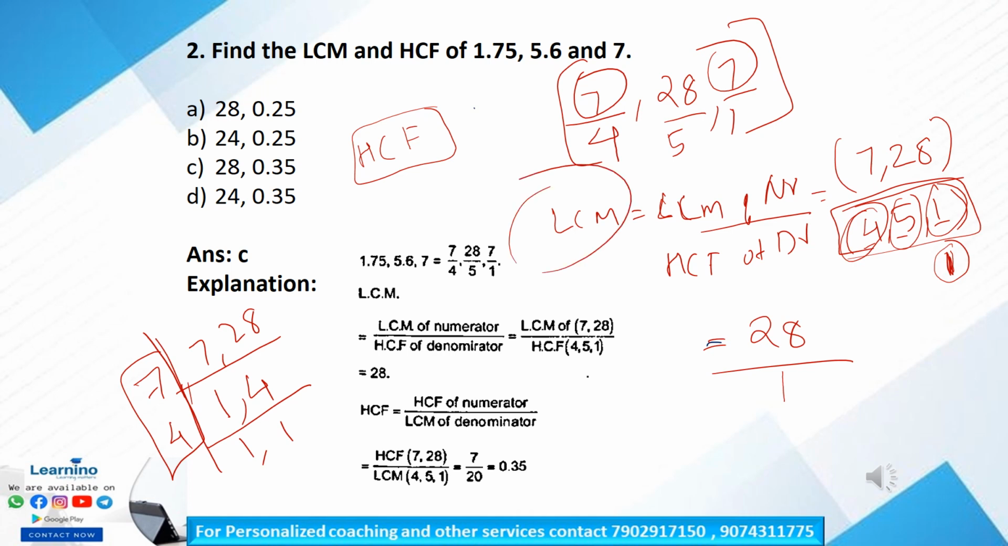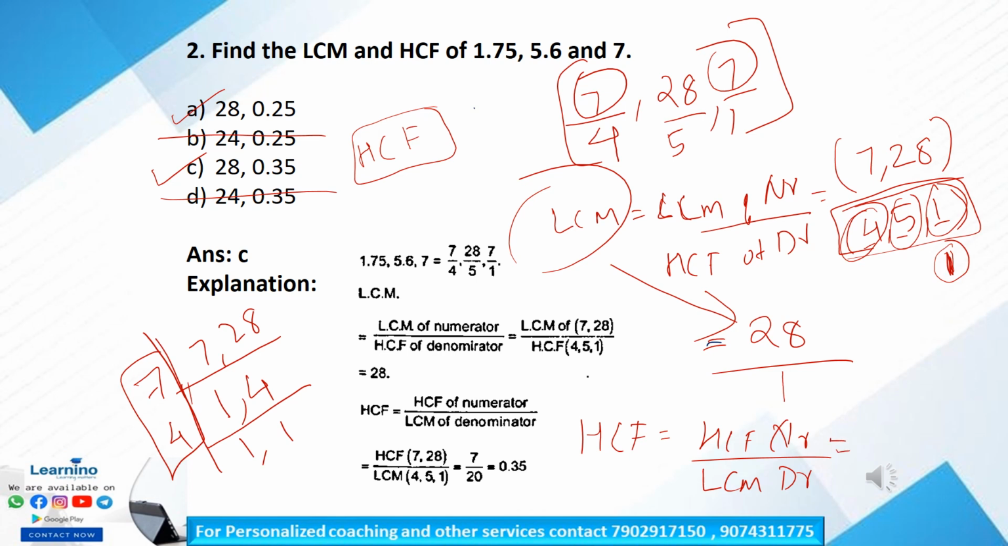Okay, so A and C can be our answer. B and D are not our answer because the LCM is equal to 28. So it can be A or it can be C. Okay, so let us calculate the HCF. What is the HCF of this fraction? It is the HCF of the numerators divided by the LCM of the denominators.